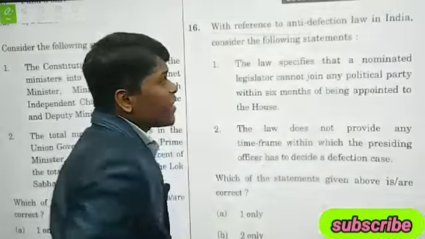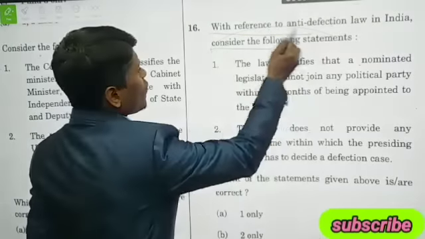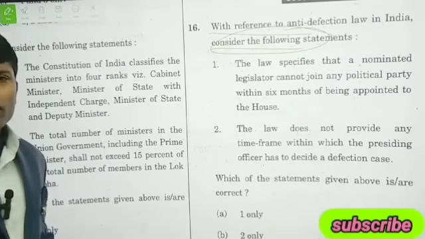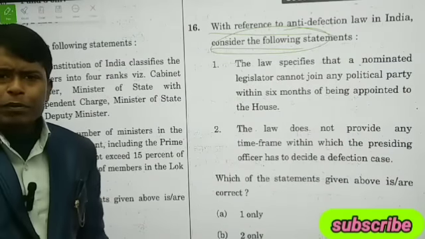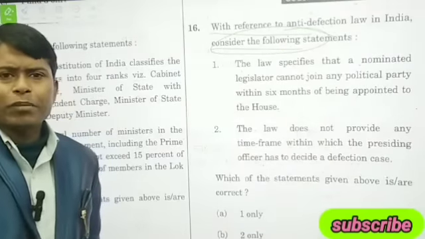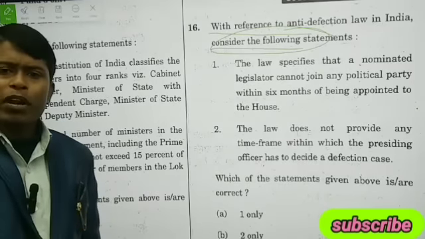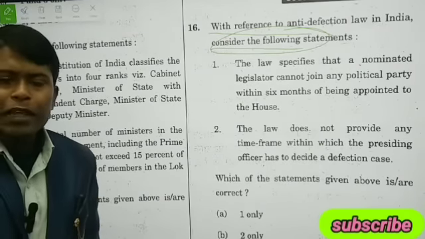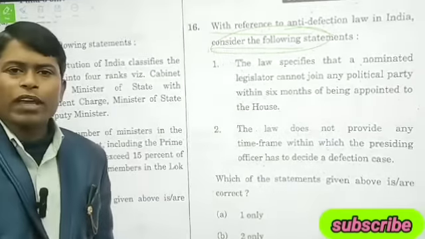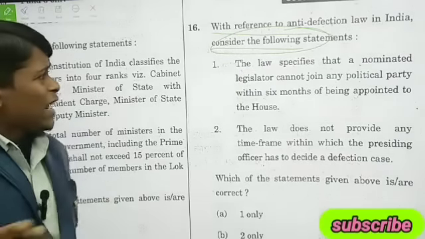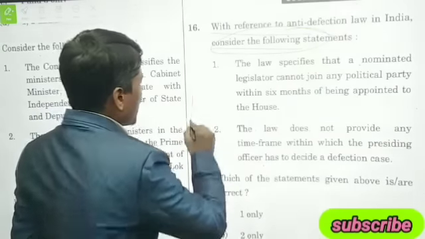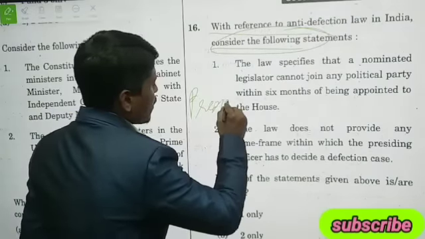With reference to the anti-defection law, consider the following statement. The majority party, for example BJP, has Lok Sabha members. If a member goes and joins any other political party, for example the Congress party, the presiding officer decides.